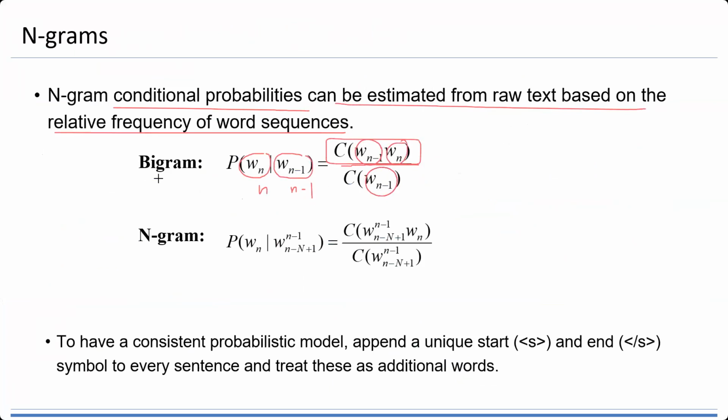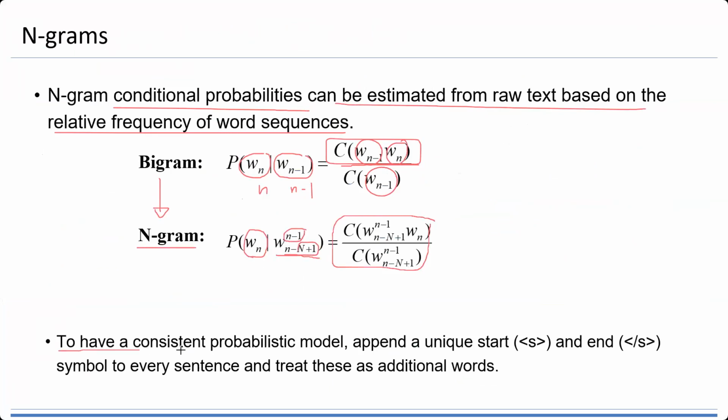Or if we want to make it more general, then we can have the n-grams. So the n-gram means this is the probability of the word at position n, given the words from position n minus 1 back to n minus big N plus 1. So the general formula will be that.